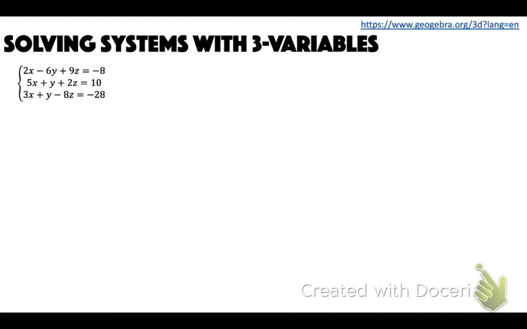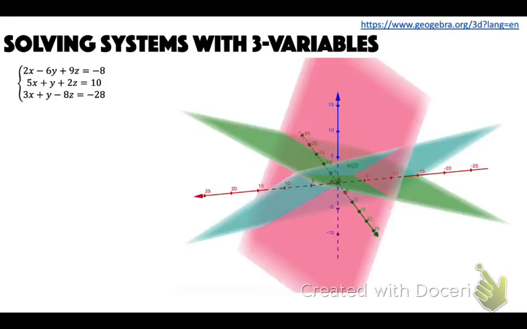Okay, so let's look at this equation right here. If you go to this website, it's really cool. You can put in these equations and it will bring up planes for you, and you can mess around with what this might look like. If you ever want to, go to geogebra.com, or .org, and there's a calculator on there you can use. So we have 2x minus 6y plus 9z equals negative 8, and 5x plus y plus 2z equals 10, 3x plus y minus 8z equals negative 28. When I put it into GeoGebra, that is what it looks like.